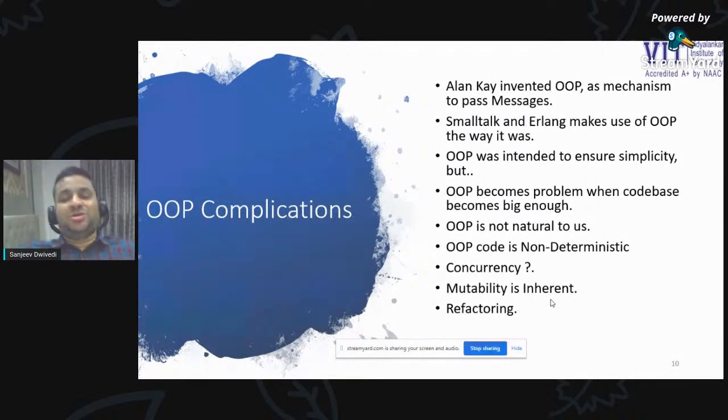And the most important, refactoring. What is refactoring? It is the most important job that developers do in today's life. Refactoring, matlab kya? I have built a certain piece of code and my system is ready. My system is working. Now, over a period of time, the requirements of my system may change. My system has to evolve.